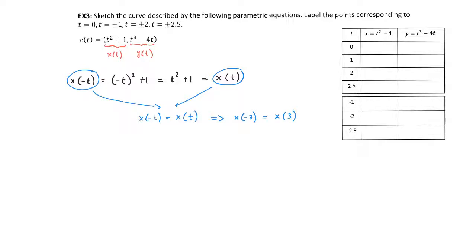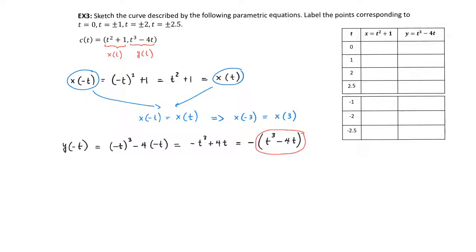Now for y, same thing. Y of negative t is going to be equal to negative t to the third minus 4 times negative t. That is going to be negative t to the third plus 4t. I'm going to go ahead and factor a negative out. So then that's going to give me t to the third minus 4t. And if you notice right here, this is the original expression. This is actually y of t.